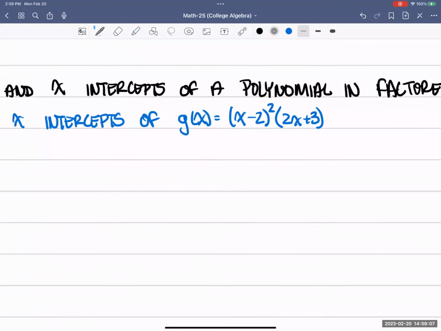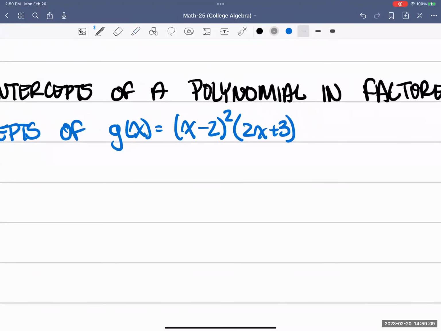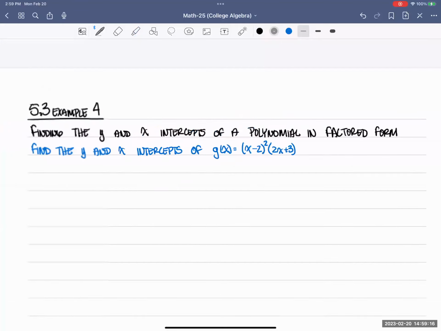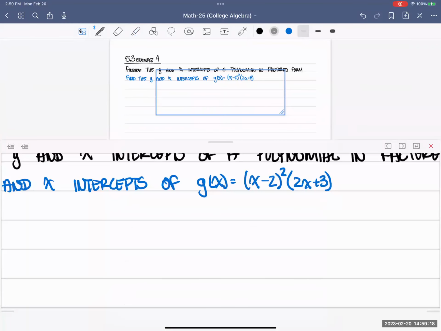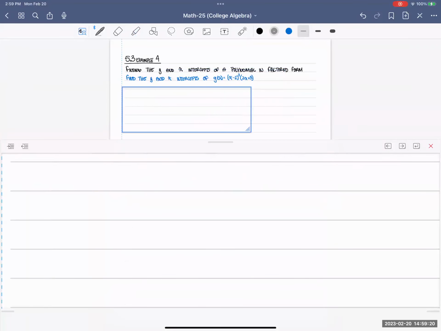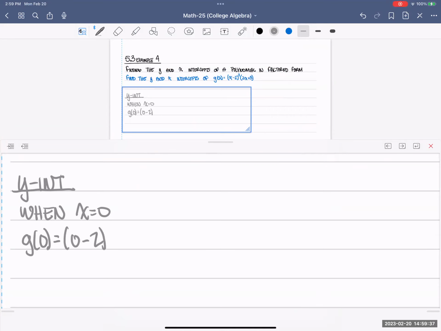Now our y-intercept happens when x is equal to 0. So for the y-intercept, we're going to evaluate our function at 0. So our y-intercept happens when x is equal to 0. So here we're evaluating our function at 0. So everywhere we see an x, we're going to plug a 0 in.